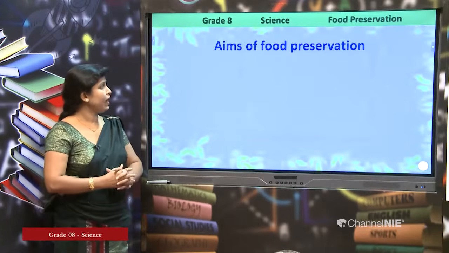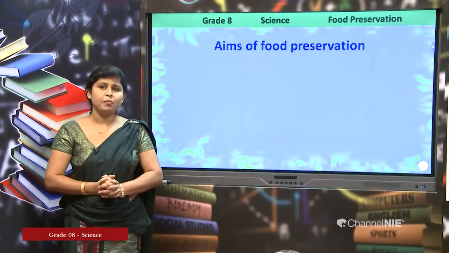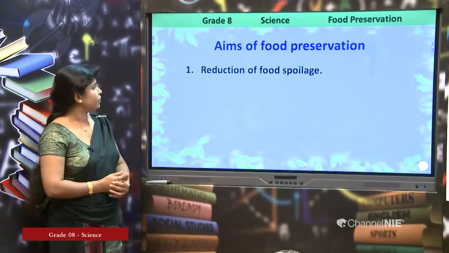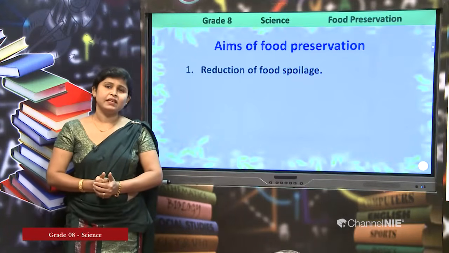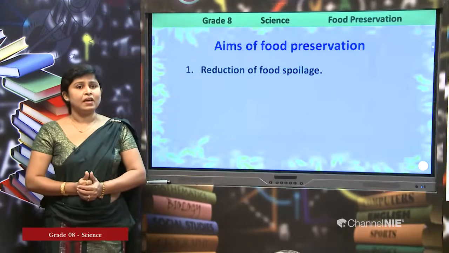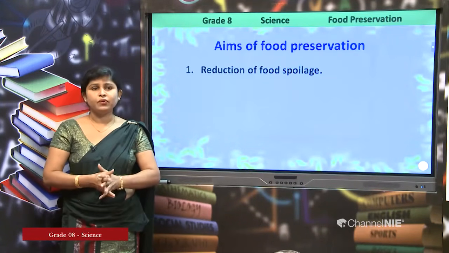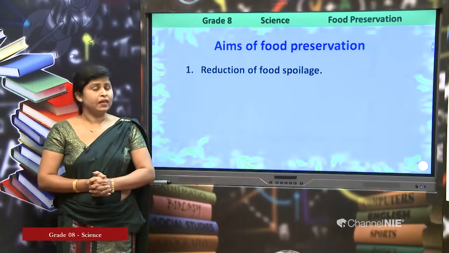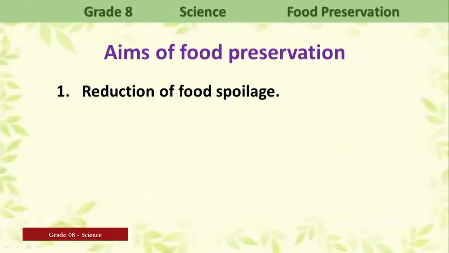Now, let us see why food preservation should be done. There should be an aim of food preservation. First one is reduction of food spoilage. When I started the lesson, I think you can remember I said there is a big wastage of food in our world. It should be minimized by food preservation. So, the first thing is reduction of food spoilage.